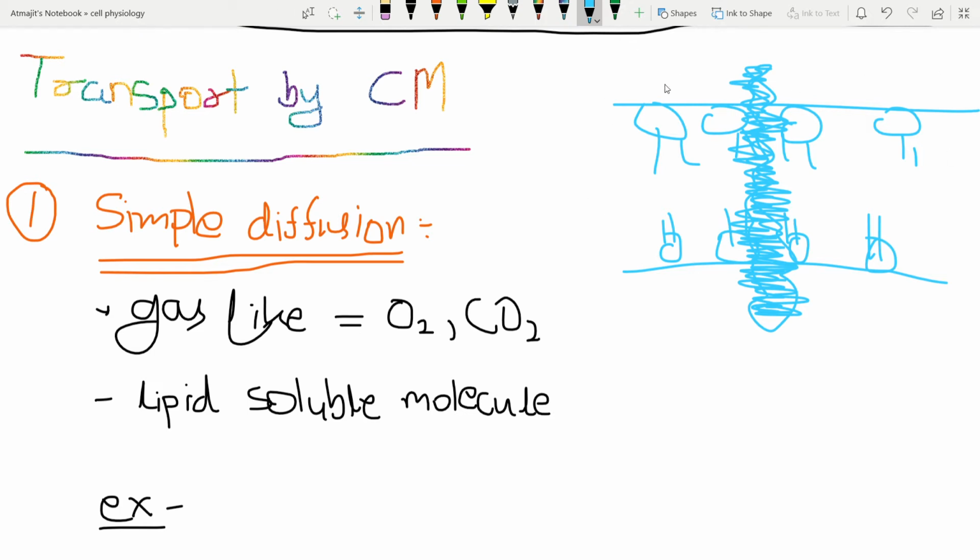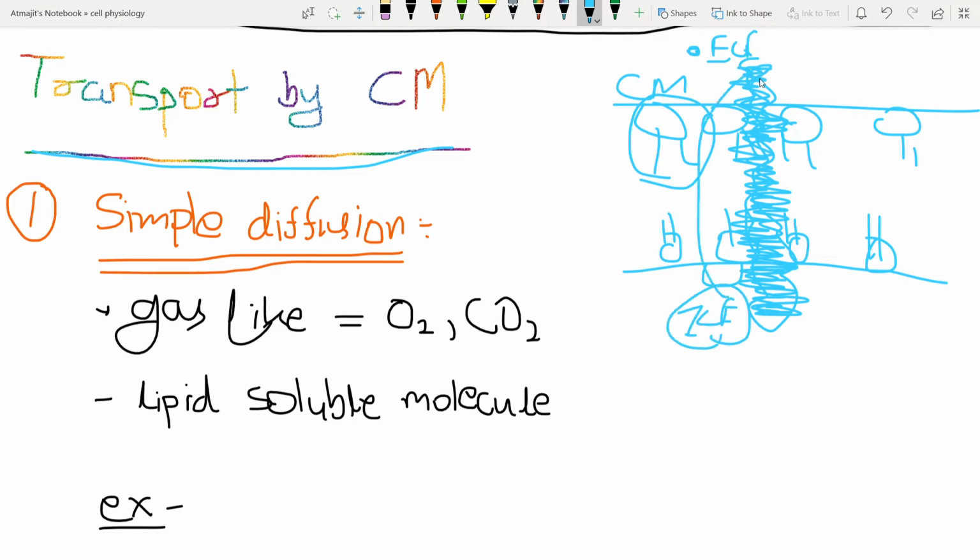In the previous video, we discussed the structure of the cell membrane, the integral proteins and peripheral proteins, and the structure of the phospholipids. So today we'll discuss transport by the cell membrane, how one molecule can be transported from the extracellular fluid to the intracellular fluid or from the intracellular fluid to the extracellular fluid.